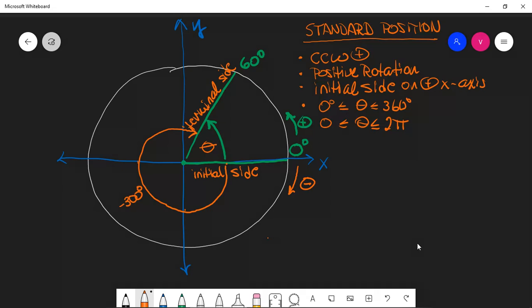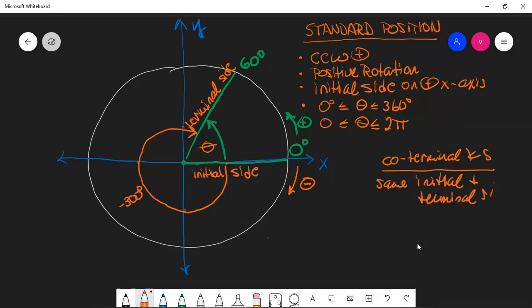Okay, when you have the same initial side and terminal side, these are called coterminal angles. Okay, coterminal angles have the same initial and the same terminal side. It's just different ways of looking at it. Okay, so we're going to get into this even a little bit deeper in just a second. I just want to try to do a couple of examples of these initial side, terminal side.